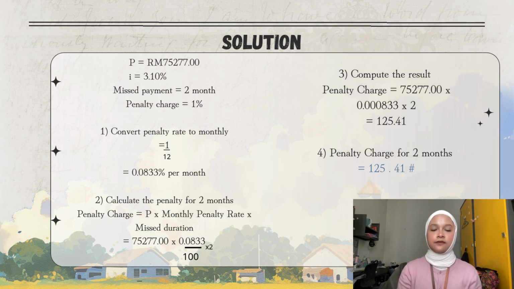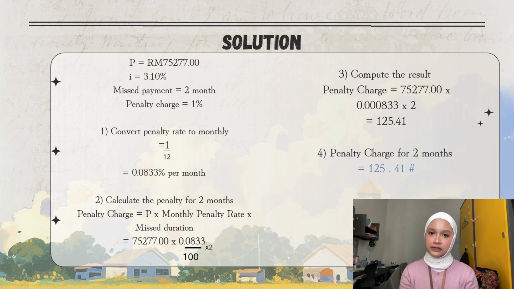So P is 75,277.00, interest rate 3.10%, the missed payment is 2 months, and the penalty charge is 1%. Let's move on to the first step. We have to convert the penalty rate to monthly. So 1 divided by 12, we will get 0.0833% per month. The second step, we have to calculate the penalty for 2 months. So penalty charge equals P times the monthly penalty rate times the missed duration.